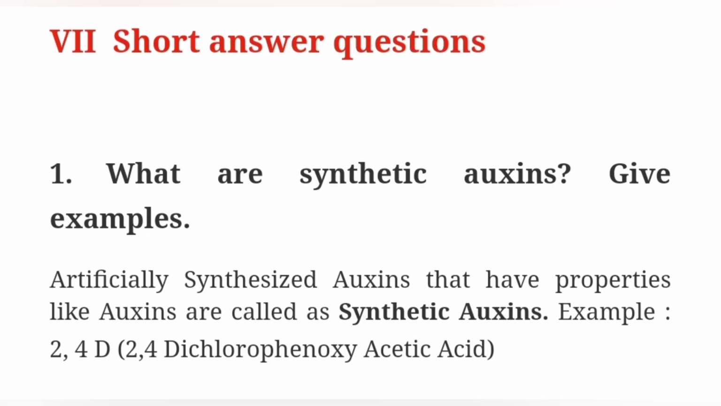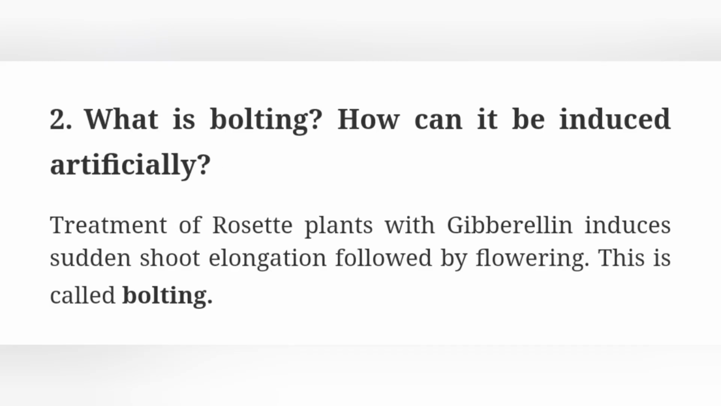Seventh Roman letter, short answer questions. First one, what are synthetic auxins? Give examples. Artificially synthesized auxins that have properties like auxins are called synthetic auxins. Example, 2,4-D, 2,4-dichlorophenoxyacetic acid.